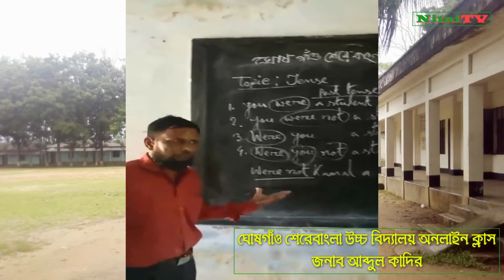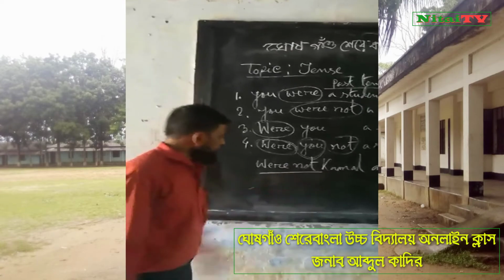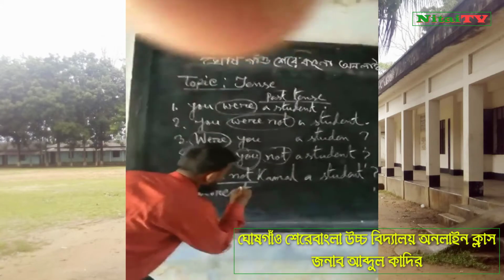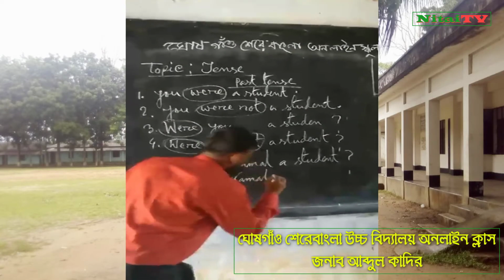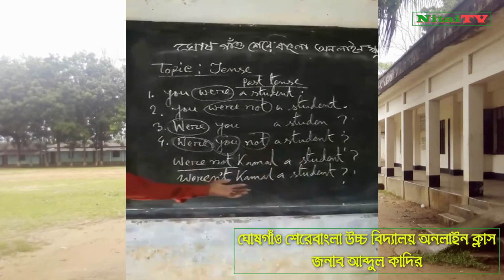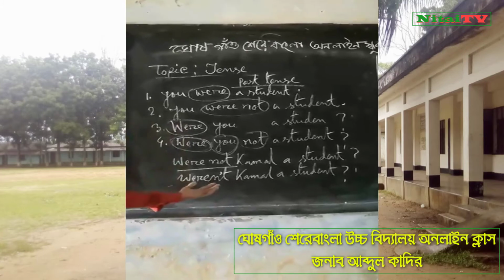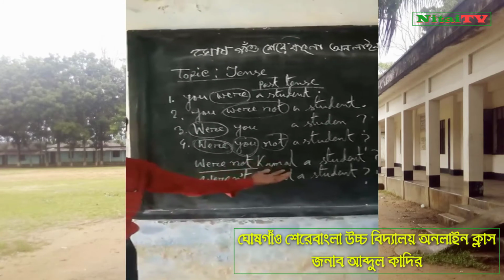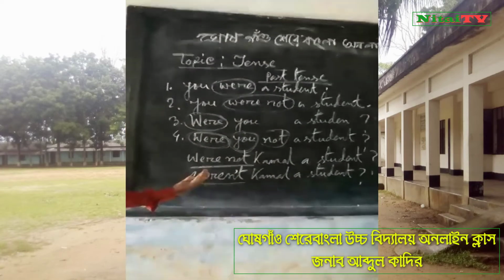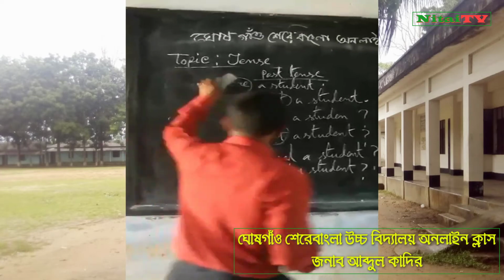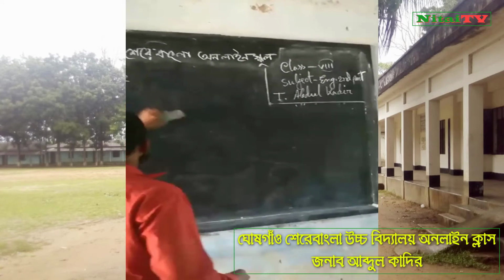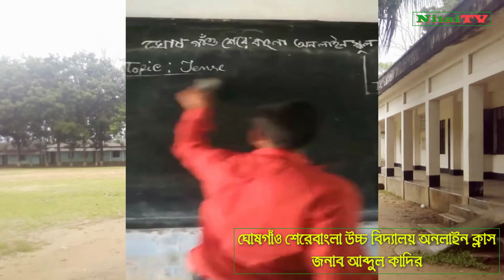We can also use a contraction. Why weren't you a student? In the contraction, the subject may be a pronoun or noun, the contraction will be before the subject. Now, future tense.